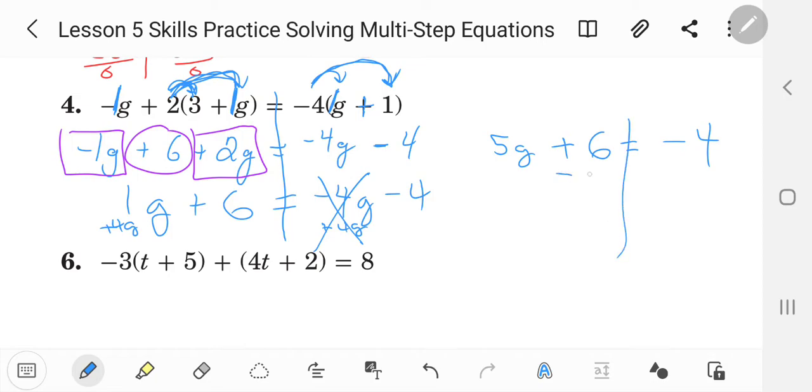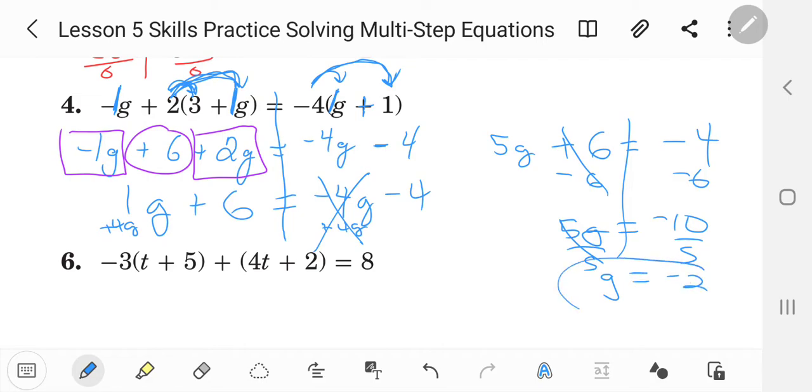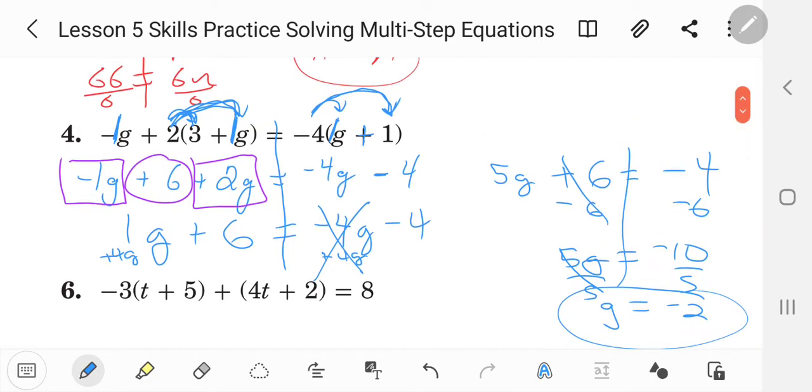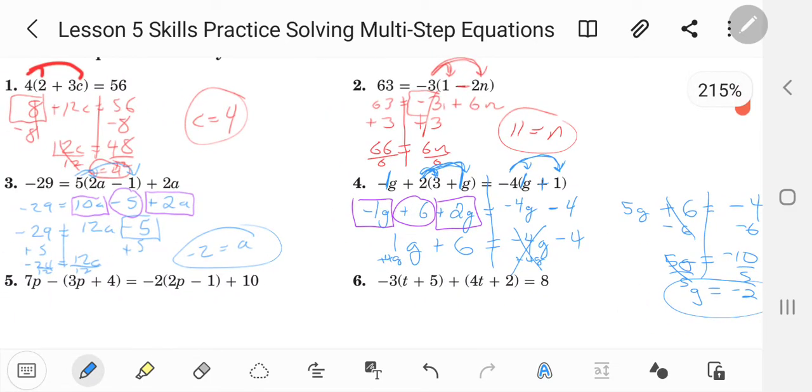All right, minus 6, 5g equals negative 10, divide by 5, g equals negative 2. Whoo, man, look at us go.